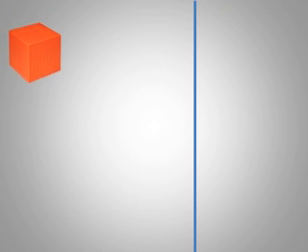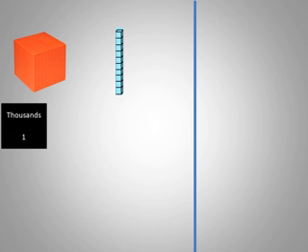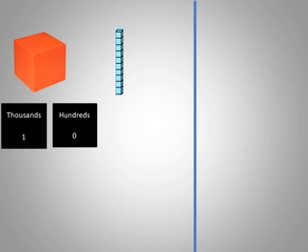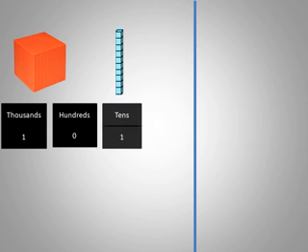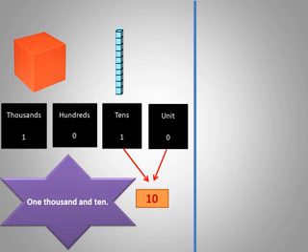We have one big cube and one rod. As we know, one big cube means 1000. We write 1 in thousands place. We do not have anything that represents hundreds, so we write 0 in hundreds place. One rod represents tens, so we write 1 in tens place. And since we do not have any cube representing units, we write 0 in the units place. And let's read the number now. We have 1010.